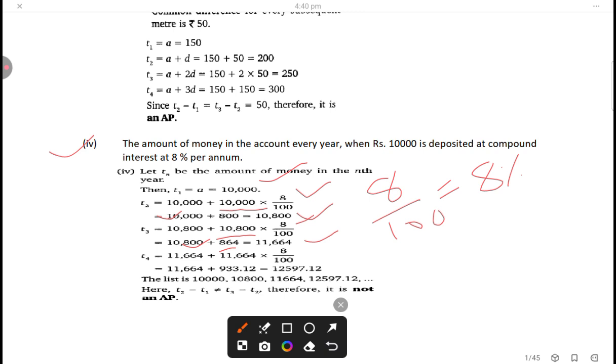So likewise we add all the terms, then list out the numbers. First number 10,000, 10,800, 11,664, 12,597. So here the difference is not equal. So they are not forming an arithmetic progression.